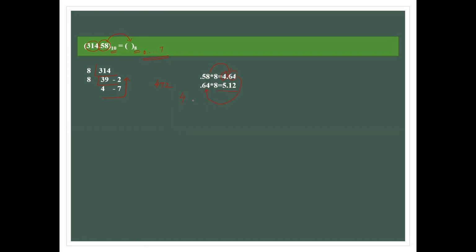I get 5.12. Now I write 5 and again I'll be taking this and then I'll be doing 0.12 into 8 and then doing it again and again. But I am worried only up to two significant places after the decimal, so I'll stop it here. So answer is going to be 472.45 here. This is it. So calculation is going to be very, very easy.